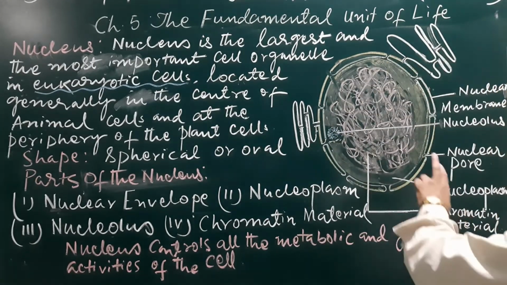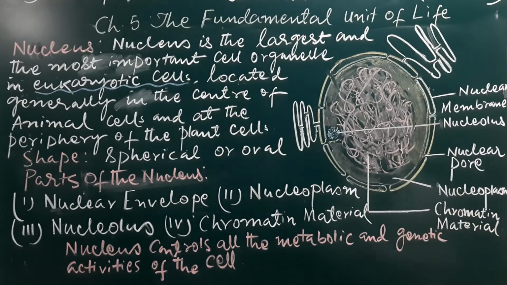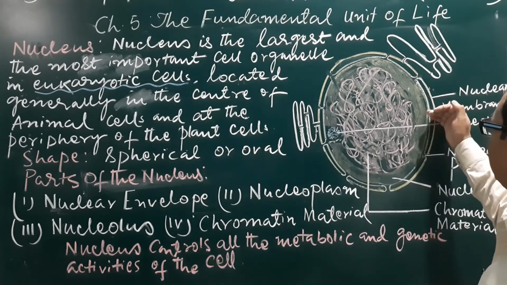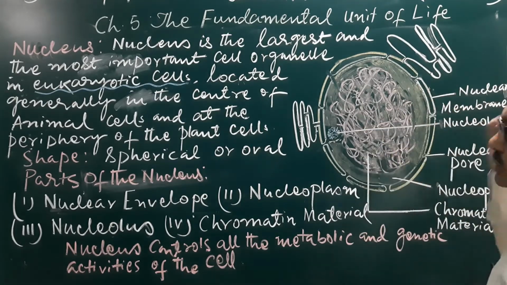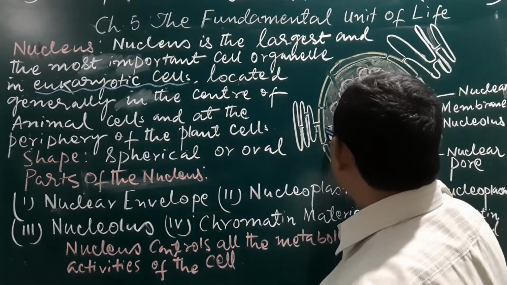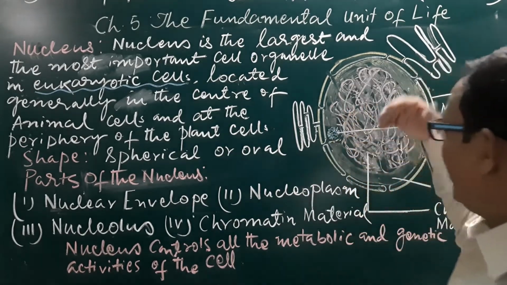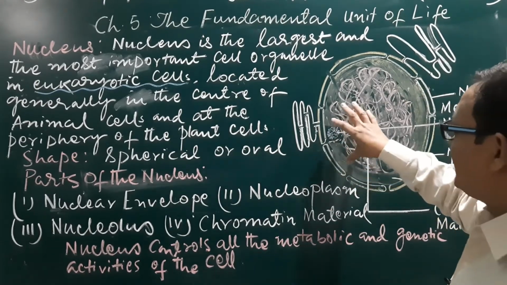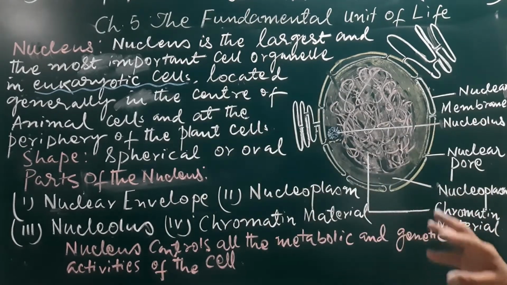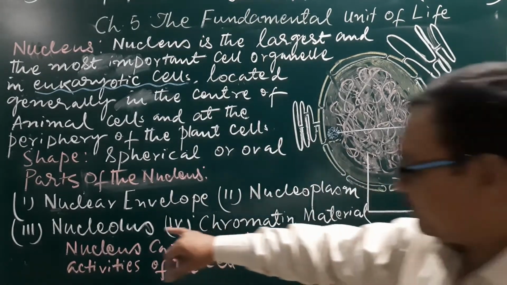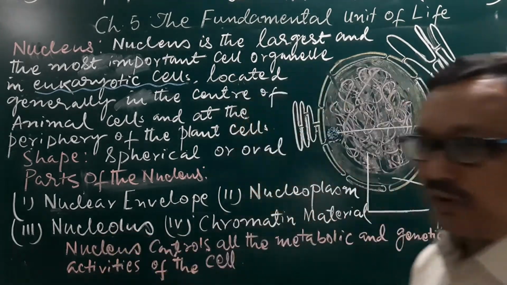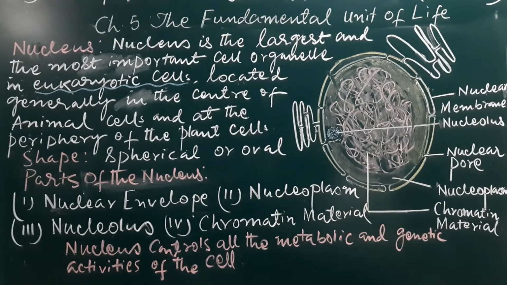And why is this pore present? It will allow the transportation of substances from the cytoplasm to the nucleus and from the nucleus to the cytoplasm. These substances are also very important for other cellular parts which are synthesized here, like we have been talking about the nucleolus. There is the presence of RNA and protein, and it helps in ribosome synthesis.